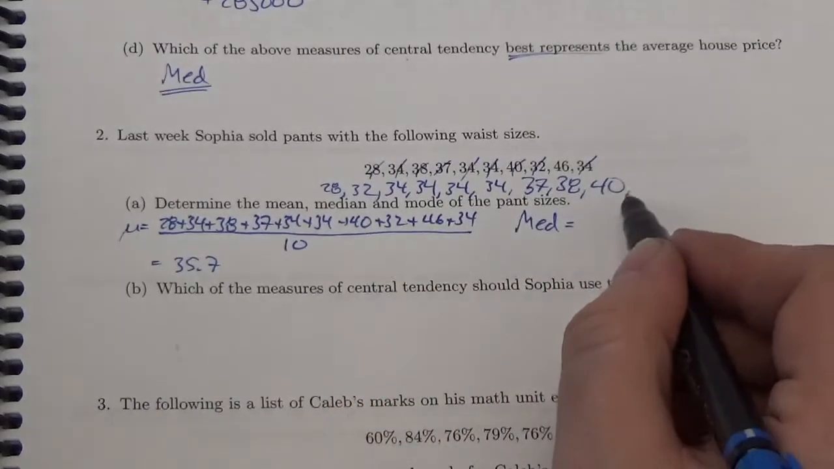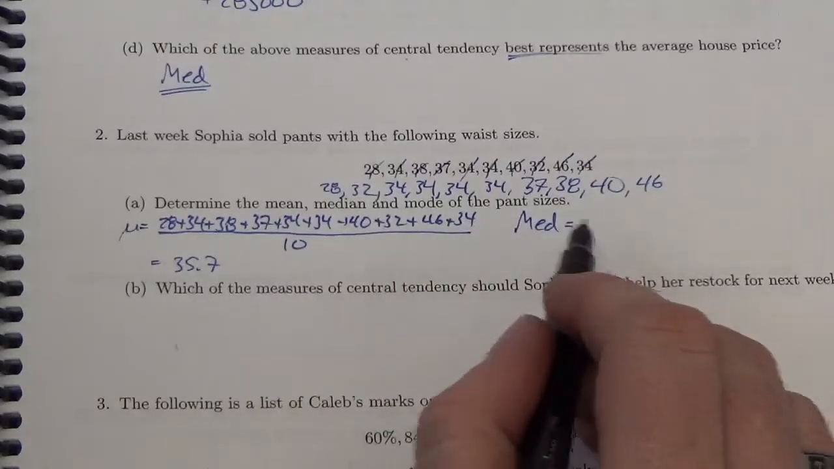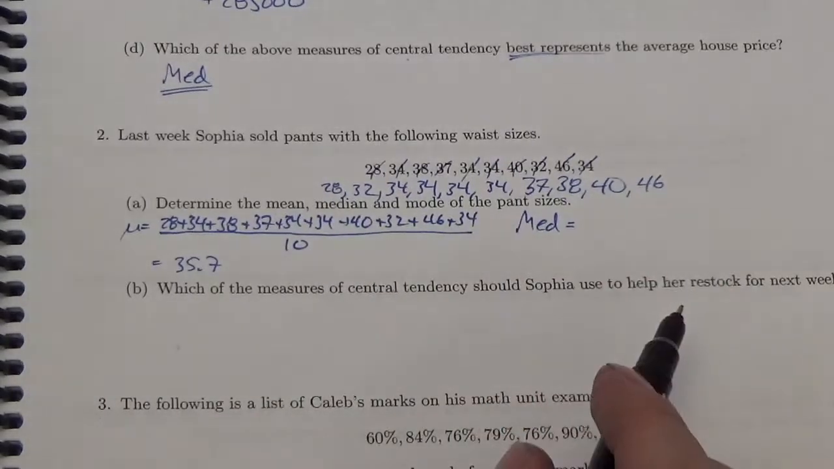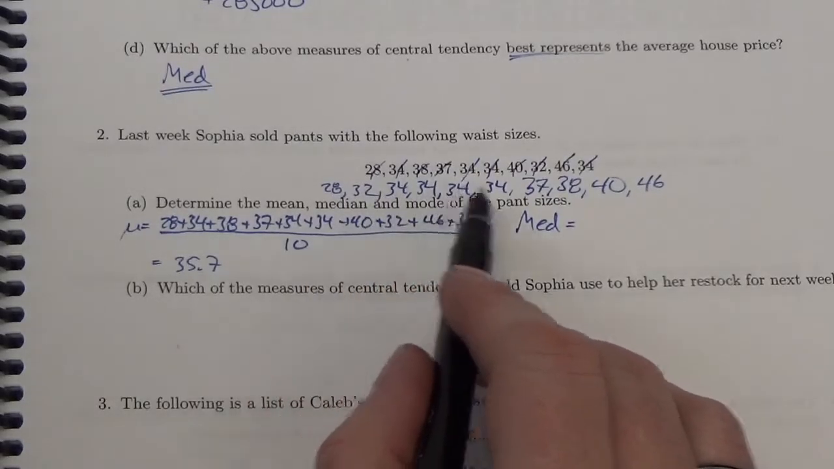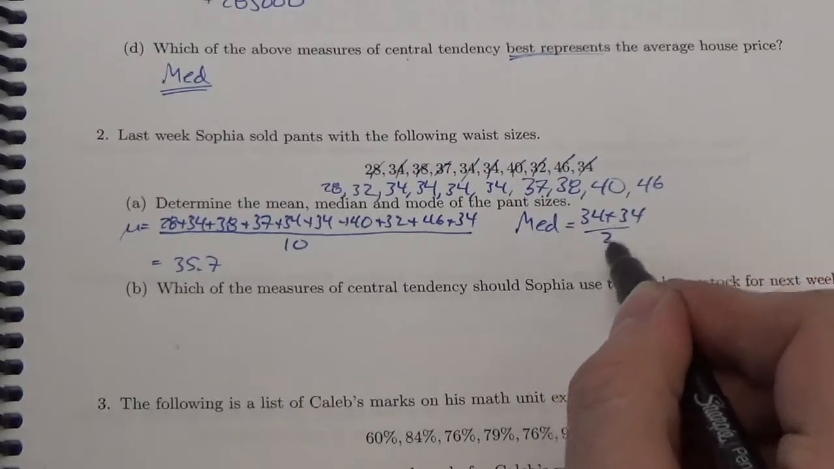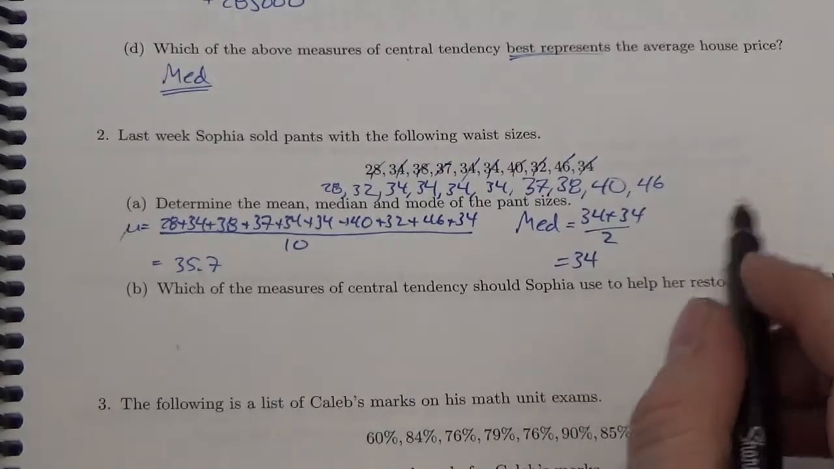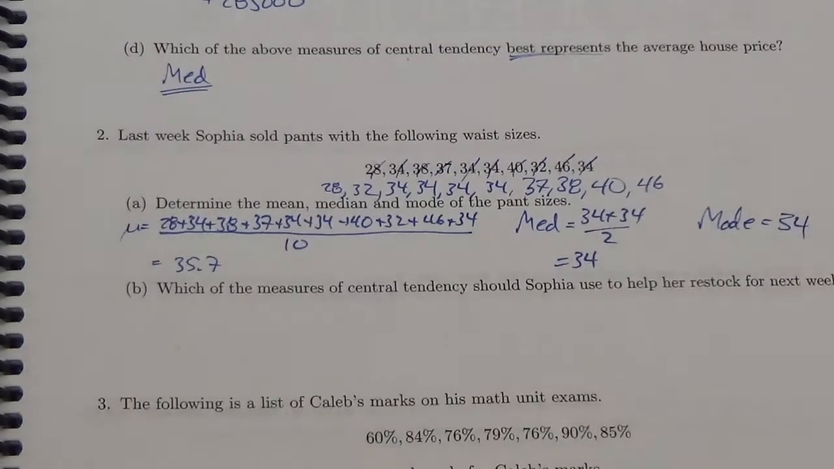Oh, and then there's the 46. Sorry, I forgot about the largest one there, 46. So the median, because there's 10 values here, the median is going to be the mean of the middle two. So 1, 2, 3, 4, 5. So in this case, it's going to be 34 plus 34 over 2, and that's just going to end up being 34. And then our mode here is going to be 34, because that's the one that clearly shows up the most often.